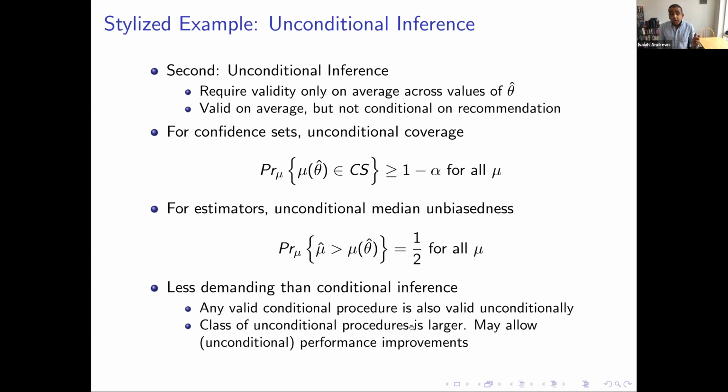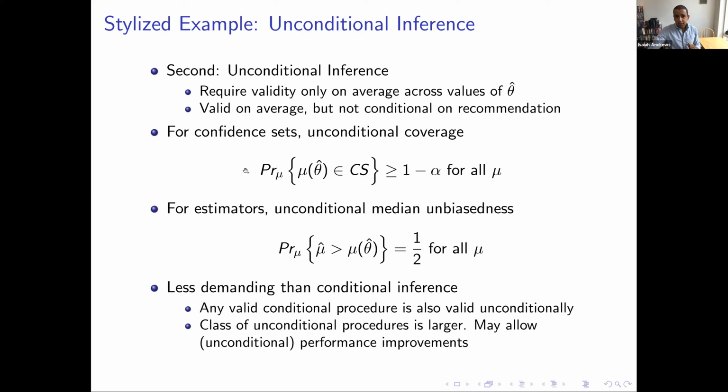Alternatively, though, we could also think about unconditional inference. Rather than conditioning on the treatment recommended, we'll require validity only on average across different values theta hat that could have arisen. So here we're saying we want something that's valid in whatever sense on average, but not conditional on a recommendation.